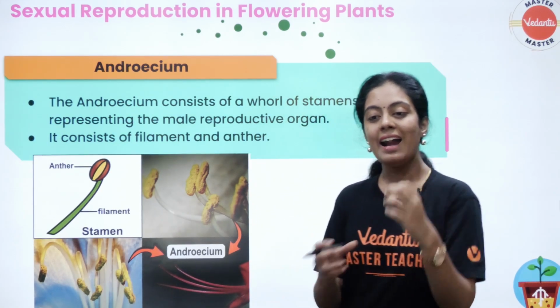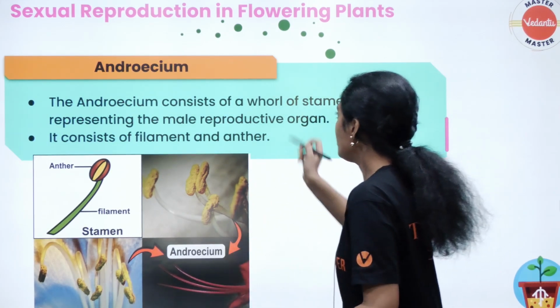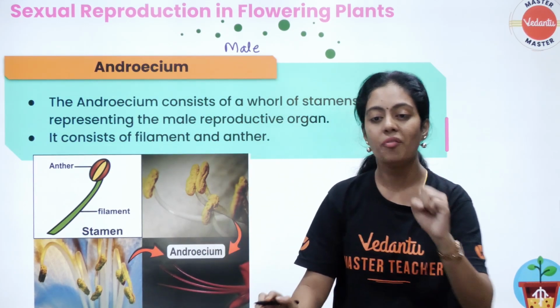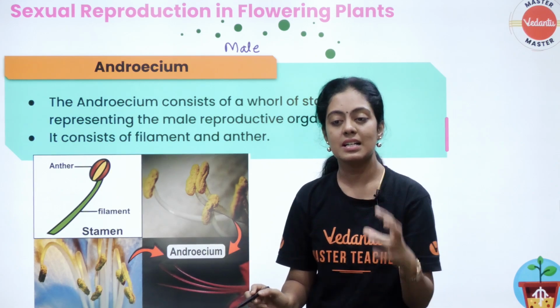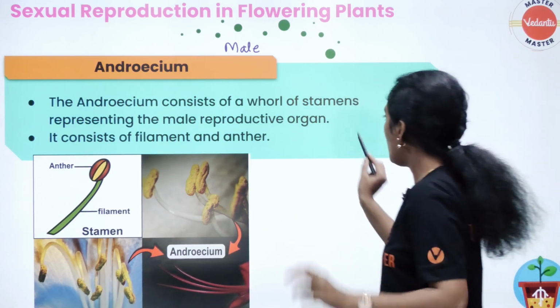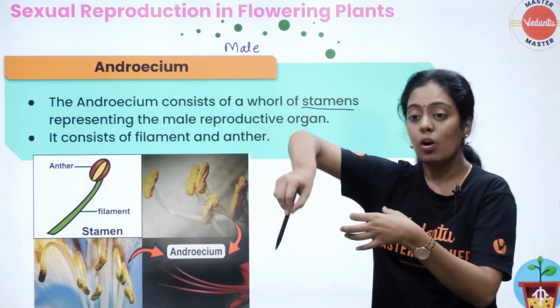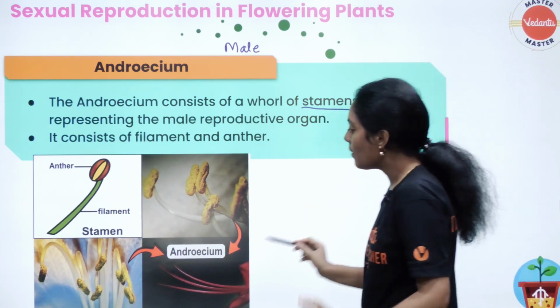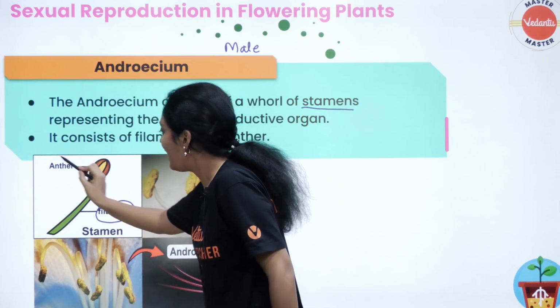First, what is the androecium? Androecium is the male reproductive organ of the flower. What does it contain? It contains a whorl of stamens, or a layer of stamens. And what is this stamen composed of? It is composed of filament and anther.